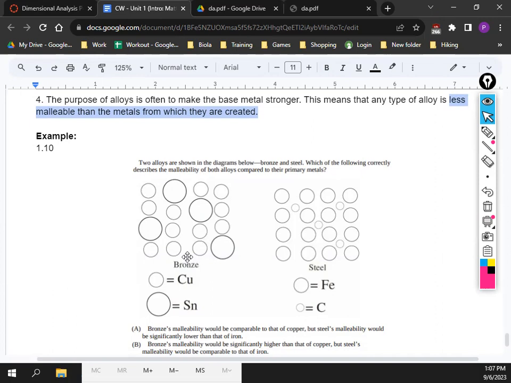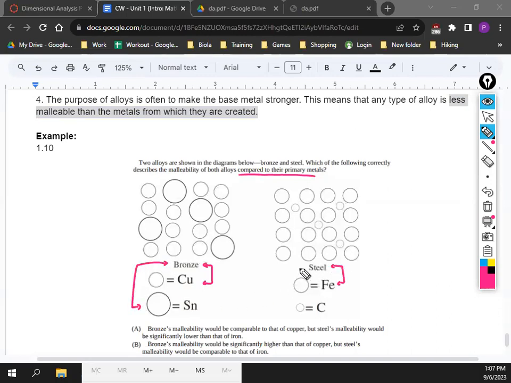We're not talking about the difference between copper and tin. We're talking about the alloy and then the primary metals. That also means steel is always going to be less malleable than iron and less malleable than carbon. This is why it's important to read the question carefully, because we're not comparing the primary metals with each other. We're looking at the primary metals and the alloy itself. So we're comparing bronze and copper, bronze and tin, steel and iron, and steel and carbon. We're not looking at the relationship between these 2. Does that make sense?